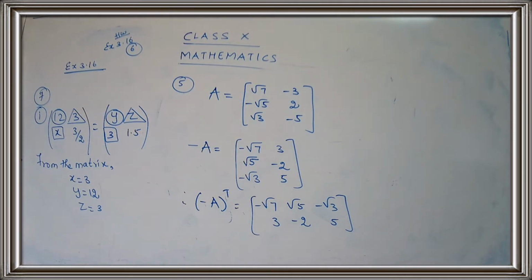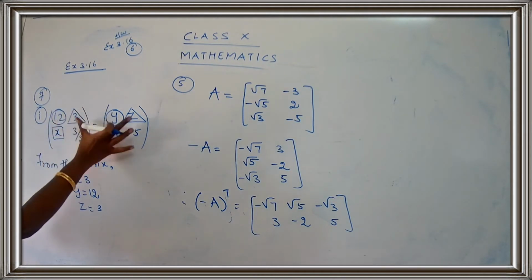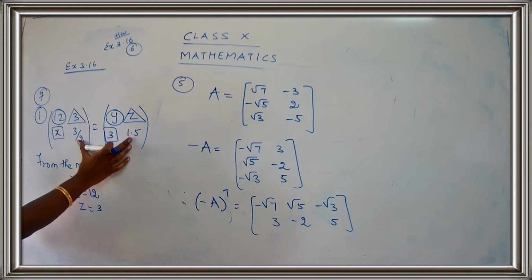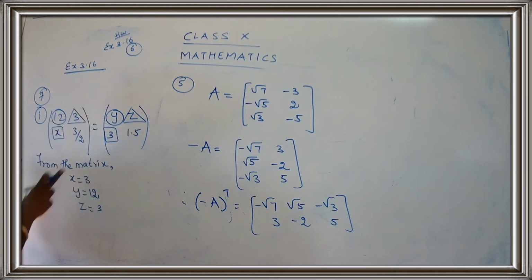The first sum was easy, yes. So just write down the answers directly. We have got the answers directly by looking at the matrix. So be careful, you have to check the corresponding elements. Corresponding elements means, see, 12 and Y are corresponding elements. Then 3 and Z are corresponding, X and 3 are corresponding, 3 upon 2 and 1.5 are corresponding elements. So you have to compare and write down properly.